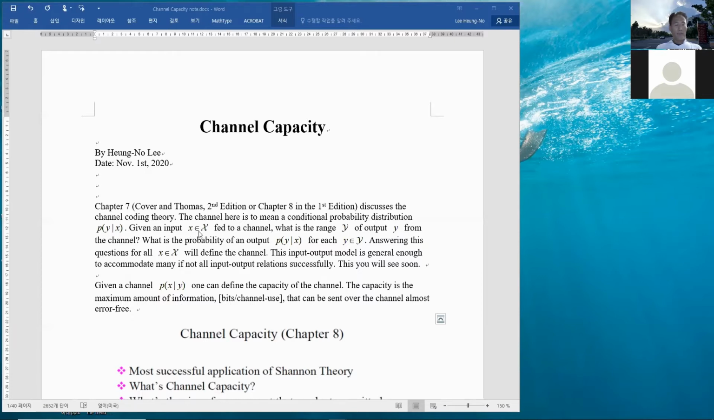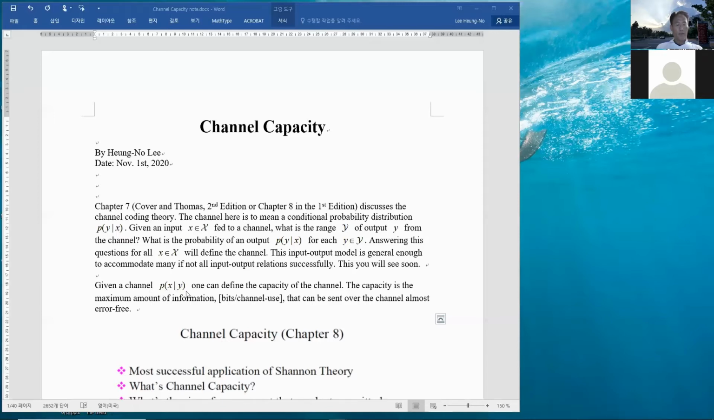Given an input X that belongs to an input alphabet is fed to a channel, then we can talk about the range of outputs Y from the channel. What is the probability of an output Y given X? Answering this question for all X will define the channel, so basically the conditional probability distribution. This input-output model is general enough to accommodate many, if not all, input-output relations successfully. This you will see soon, throughout the rest of the course.